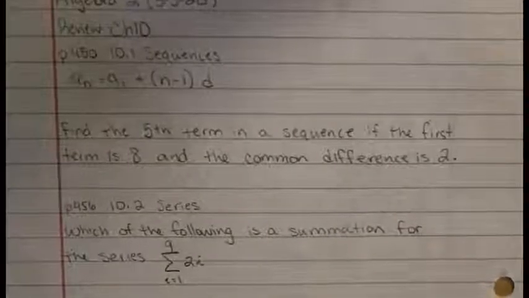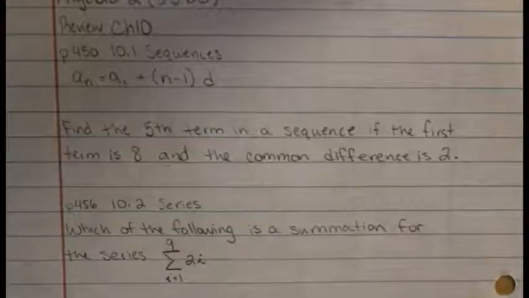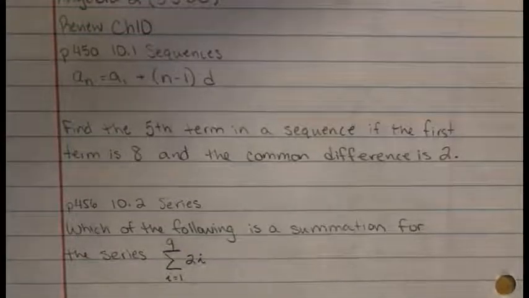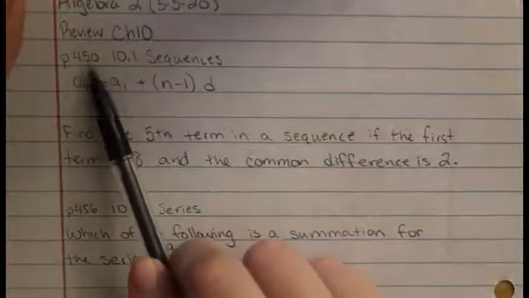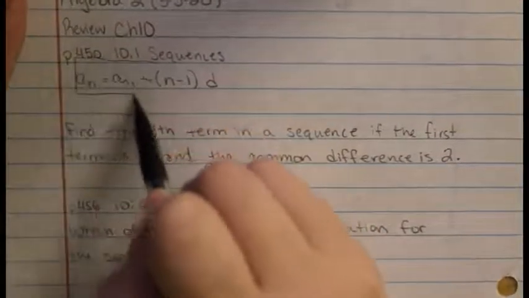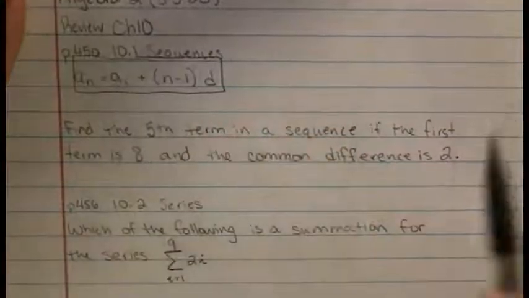Today we are reviewing chapter 10. So here we have sequences and series and then our counting down at the end of all of this. We are first starting off with the sequences. If you don't remember, this is the formula for finding an arithmetic sequence, okay?